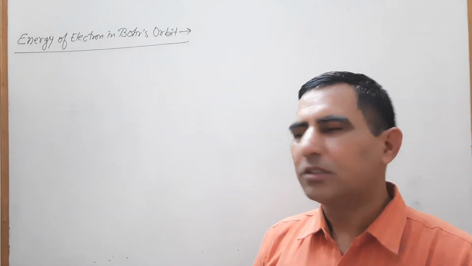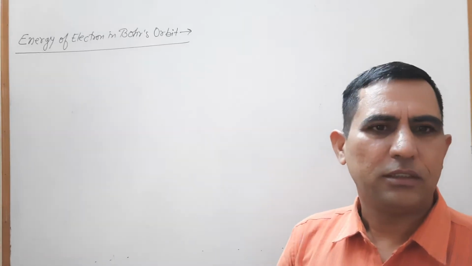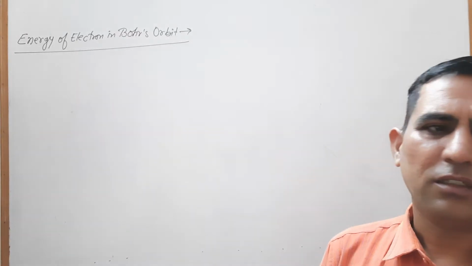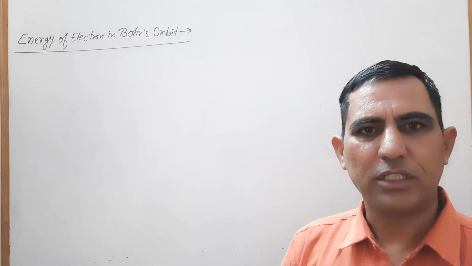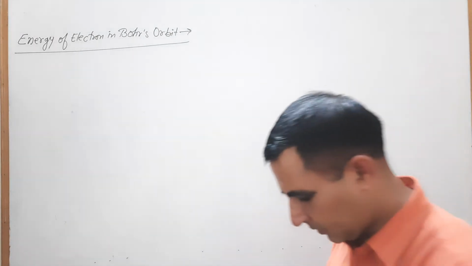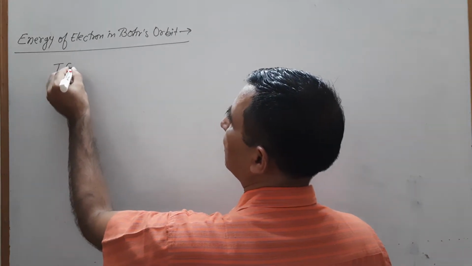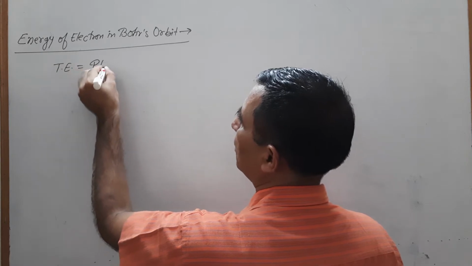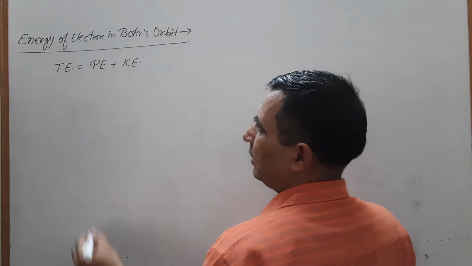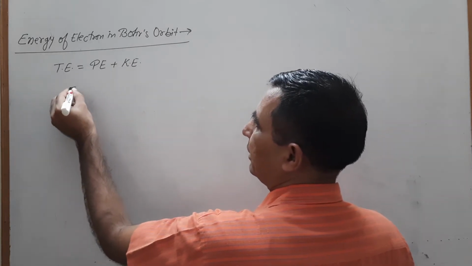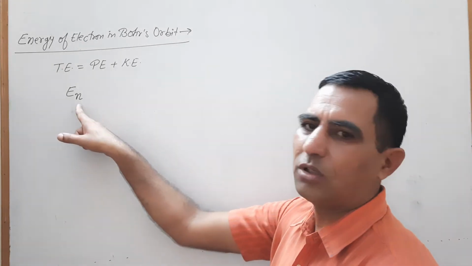Today we find out the energy of an electron in Bohr's orbit. The total mechanical energy of an electron in Bohr orbit is the sum of potential energy and kinetic energy. So the total energy of the electron is the sum of potential energy plus kinetic energy. Let the total energy be represented by En. En means the energy of the electron in the nth orbit.